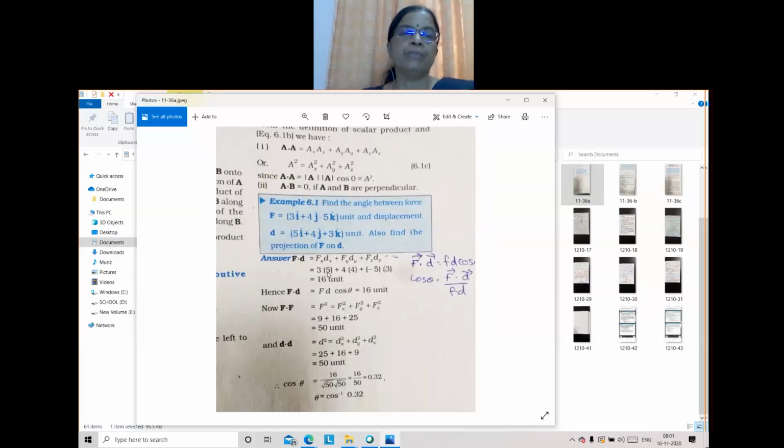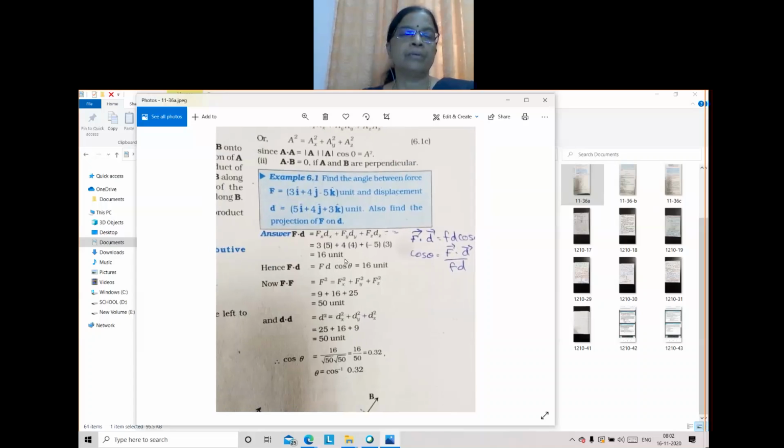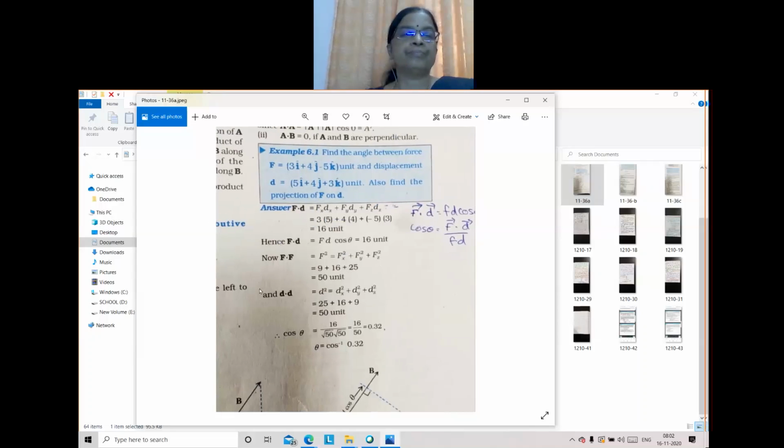So 3 into 5, 15. 4 into 4, 16, plus minus 15. Minus 15 and plus 15 cancel. We get 16, and we write the unit. Here the unit is there, so you can also write the unit. F dot D is 16 unit. That is equal to Fd cos theta equal to 16 unit. We got that. Then we have to find F and D.